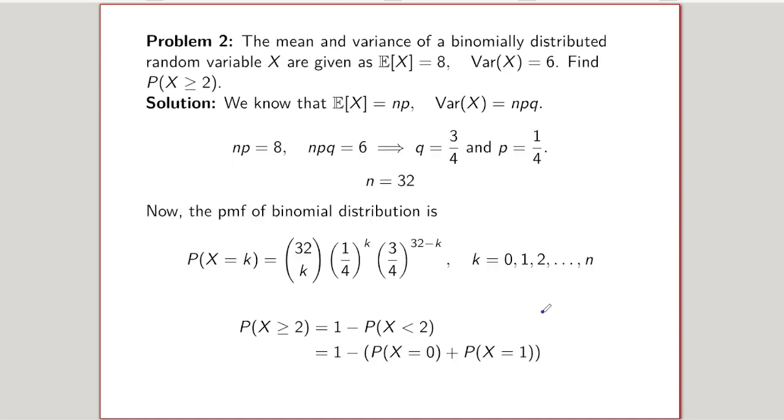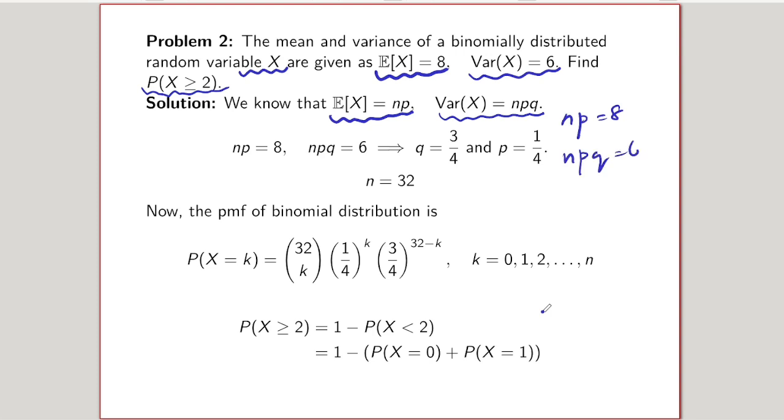Let us go to next problem. The mean and variance of a binomially distributed random variable X are given as E of x is 8 and variance is 6. Now we have to find probability of x greater than or equal to 2. So what we are doing is E of x is taken as np, variance of x is taken as npq. So we can write np is 8, npq is 6.